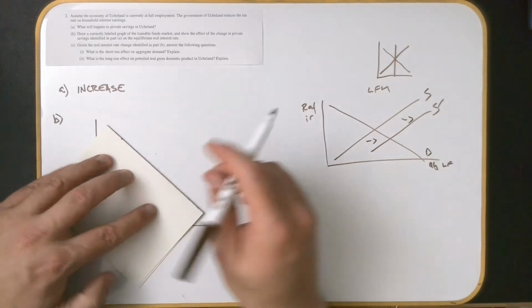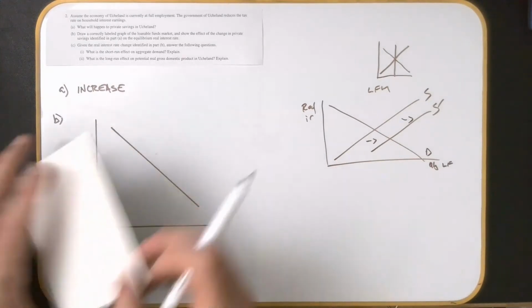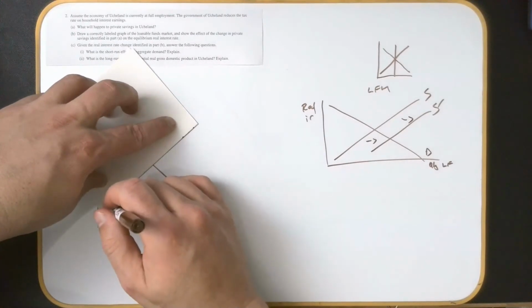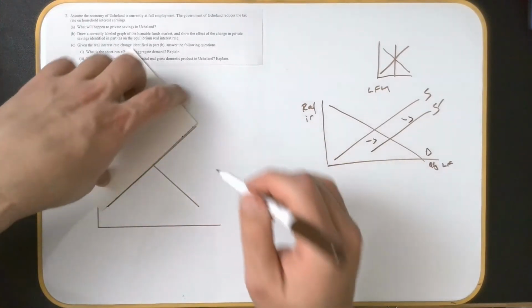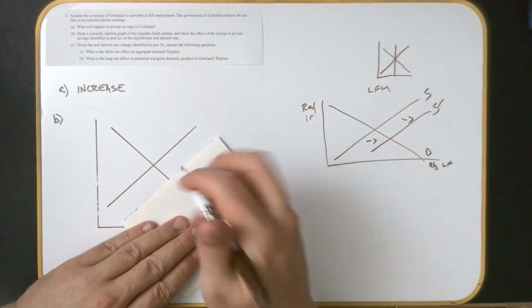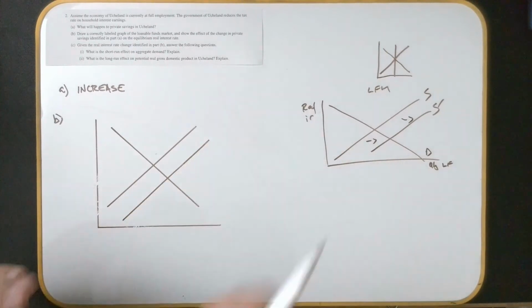I'm going to have to draw two supply curves. So there was the original, and then we'll draw a parallel one. Showed an increase in supply. All right.